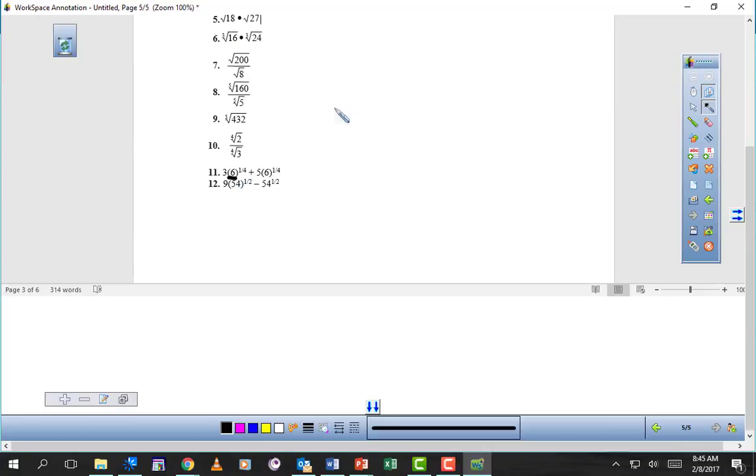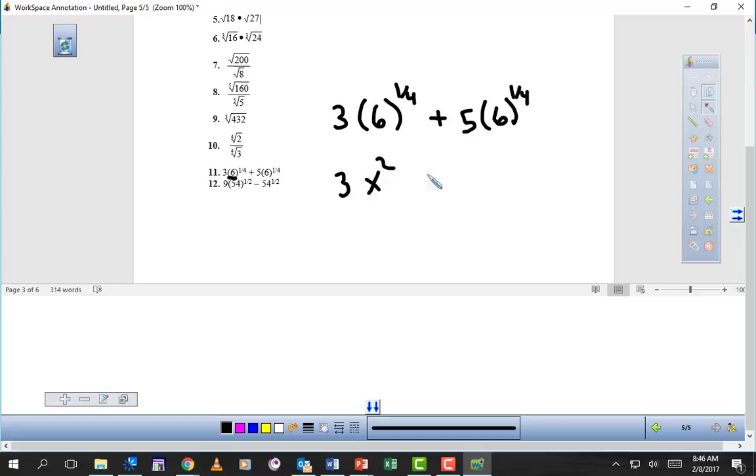I'm going to write it a little bit larger here: 3 times 6 to the 1/4 power plus 5 times 6 to the 1/4 power. Now, I want you to compare that real quick to this equation: 3x squared plus 5x squared. Hopefully, if you're doing this problem, you would say quickly, what's the answer? 8x squared, right?